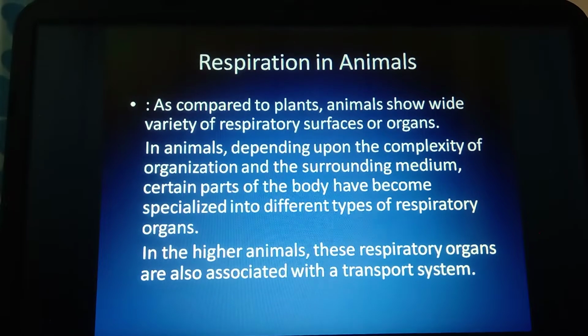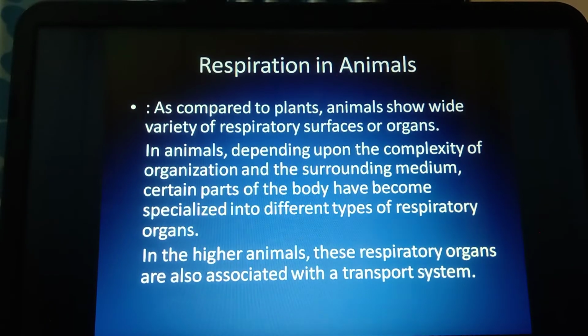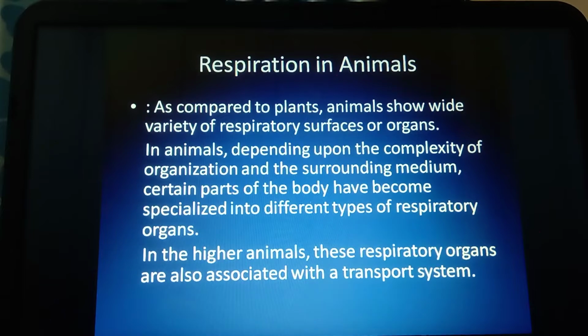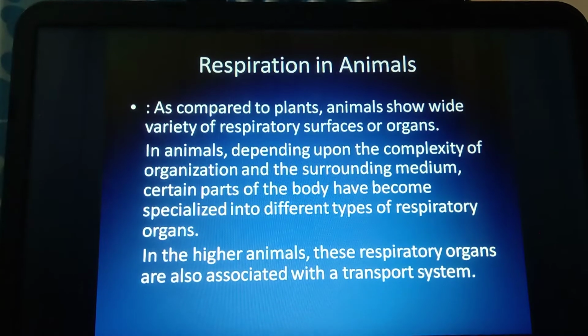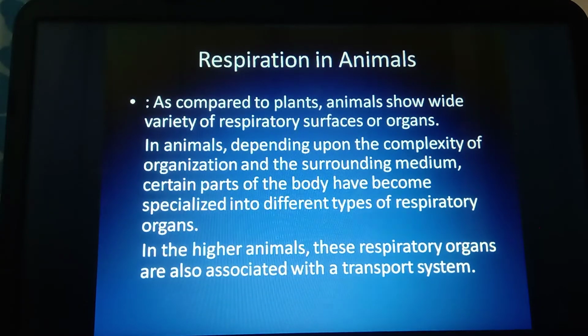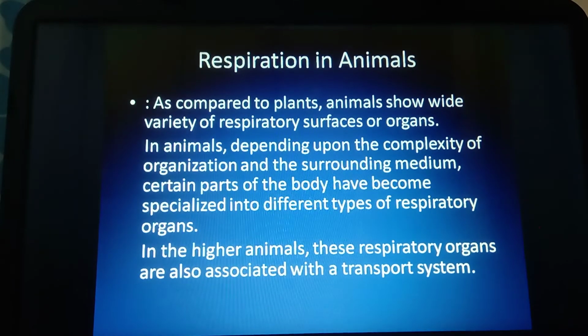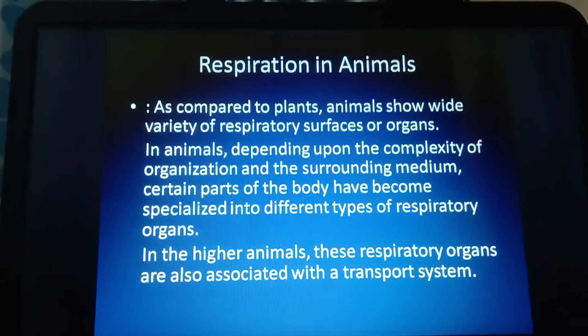Now, if we turn towards terrestrial animals, in the case of terrestrial animals, one can observe that respiration is performed with the help of lungs and a specialized respiratory system. Like human beings, other mammals also show a specialized respiratory system for the process of respiration. So in the next point, we are going to discuss the respiratory system of animals.